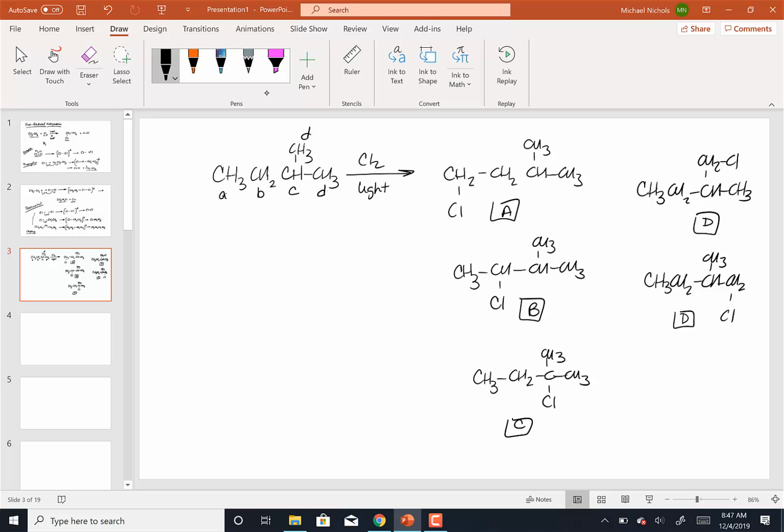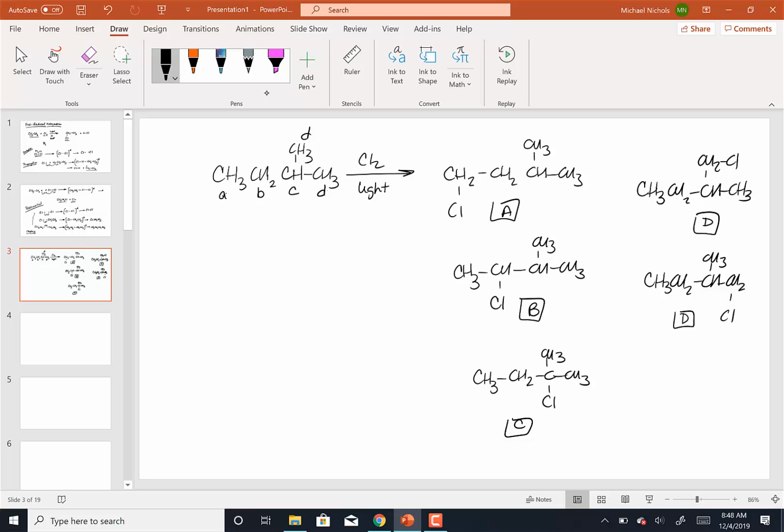So A would be what? 1-chloro-3-methylbutane. B would be 2-chloro-3-methylbutane. C would be 2-chloro-2-methylbutane. And then the other one would be 1-chloro-2-methylbutane. So I have 4 different products.